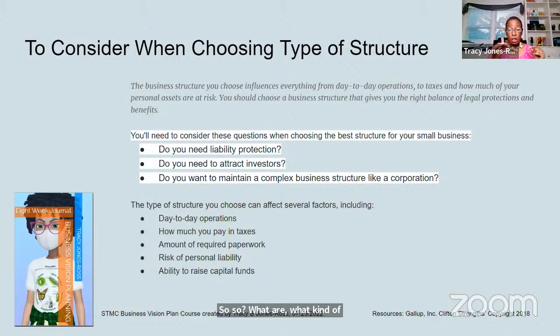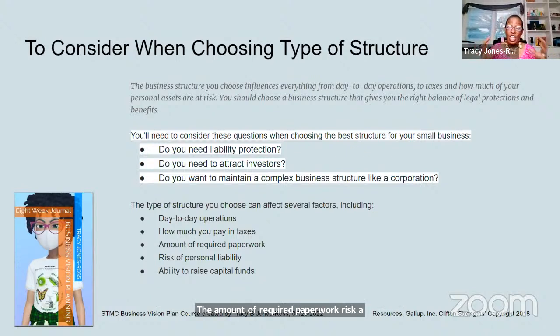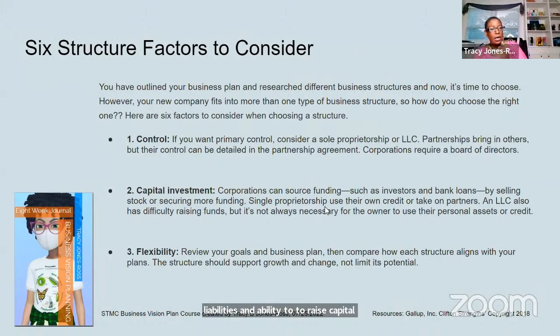The type of structure you choose can affect several factors, and it does, you guys. Day-to-day operations, how much you pay in taxes, the amount of required paperwork, risk of personal liability, and the ability to raise capital. So let's get into some of these structures. There are 6 of them. You can outline your business plan and research different business structures, and now it's time to choose your structure.